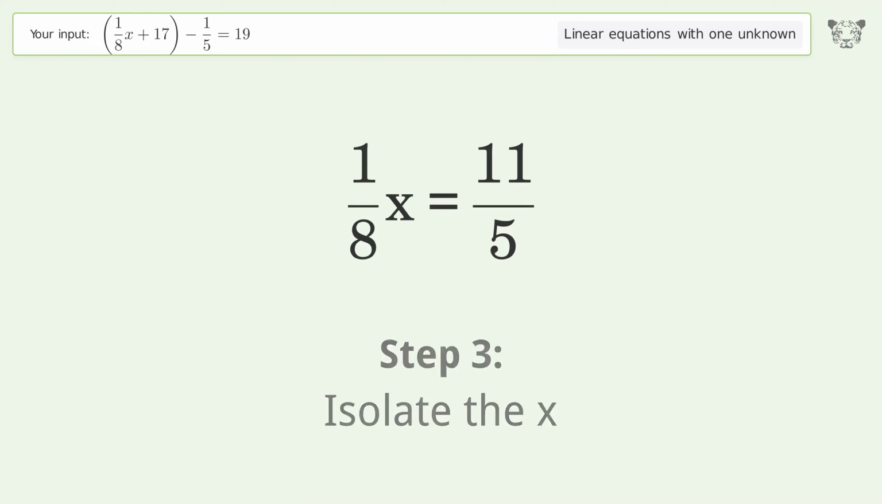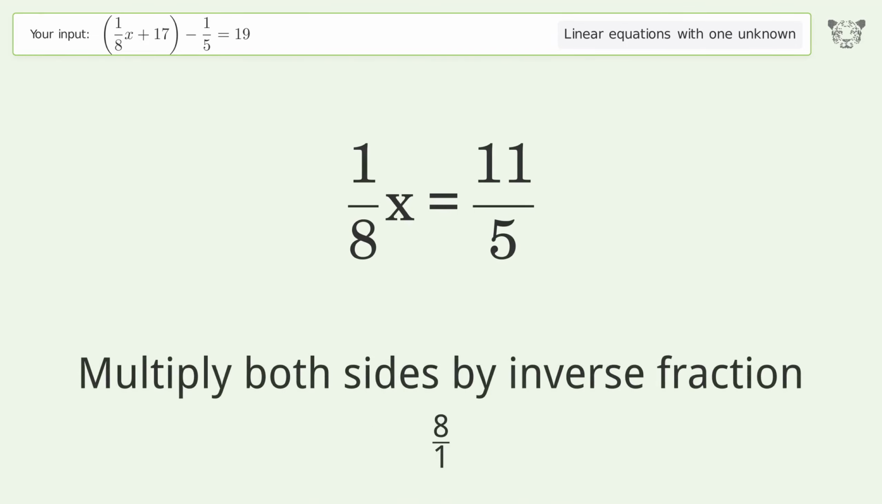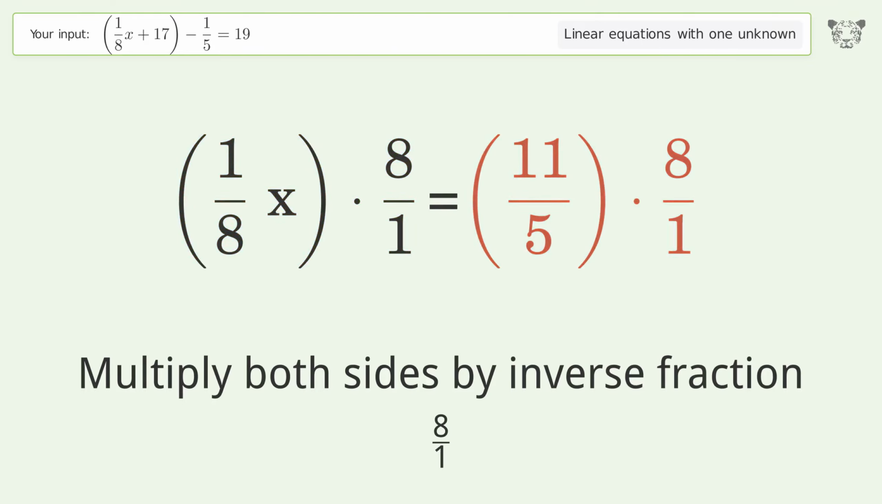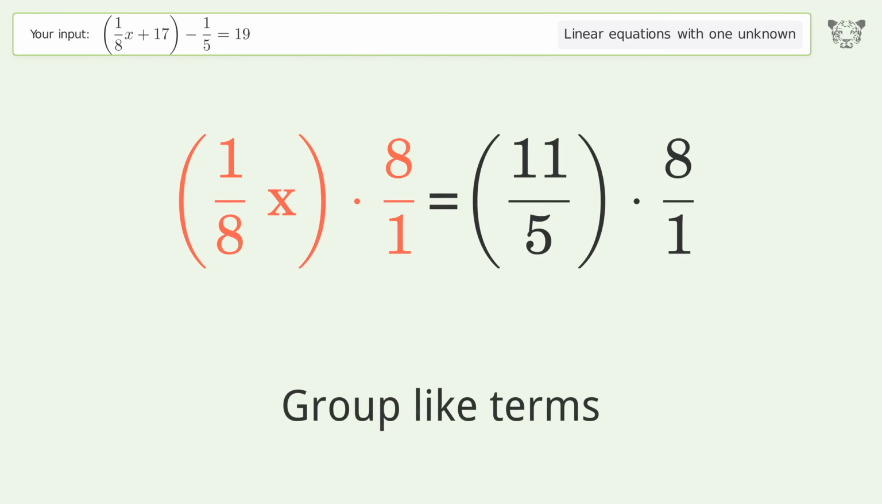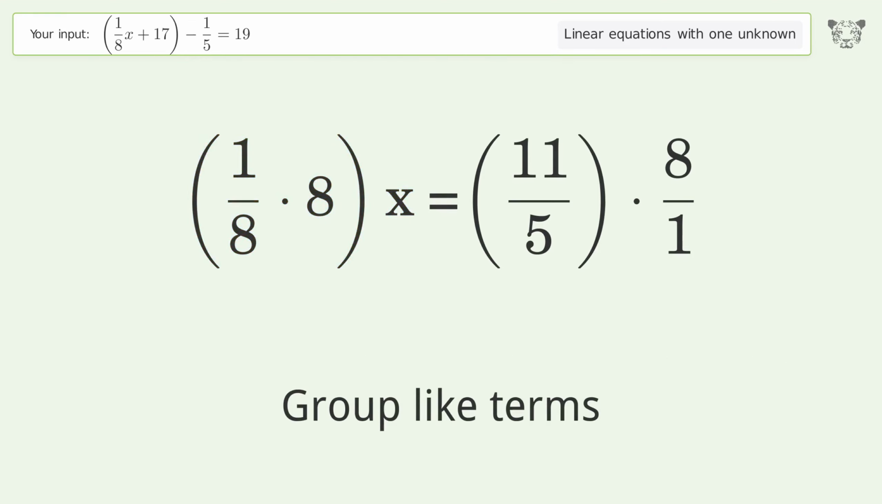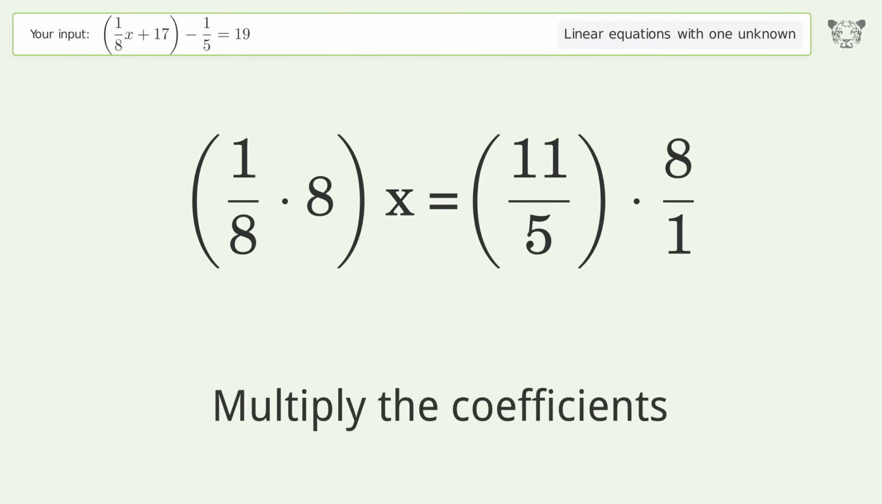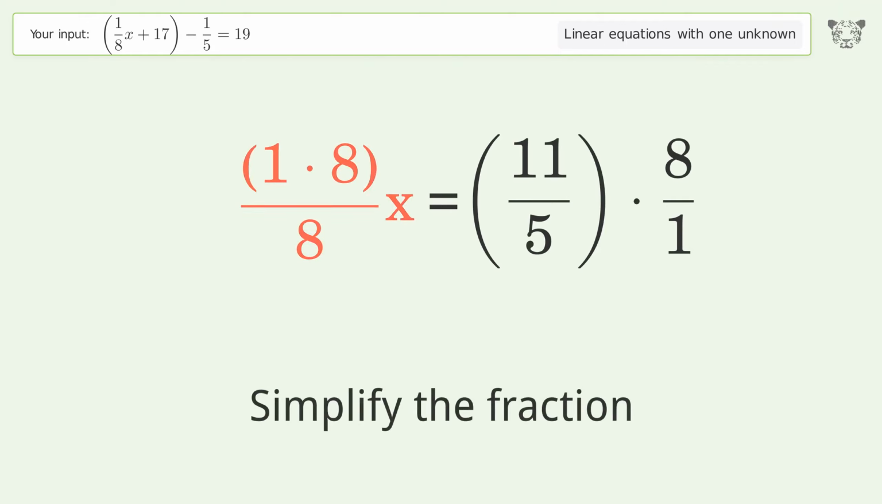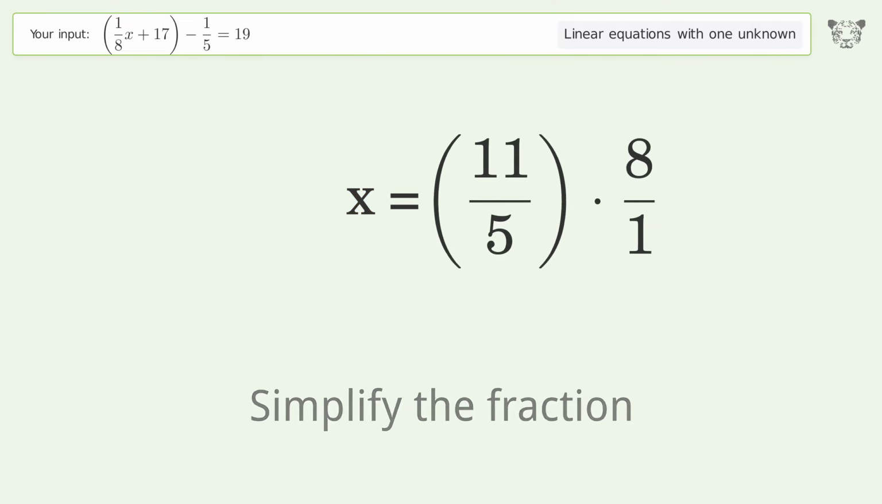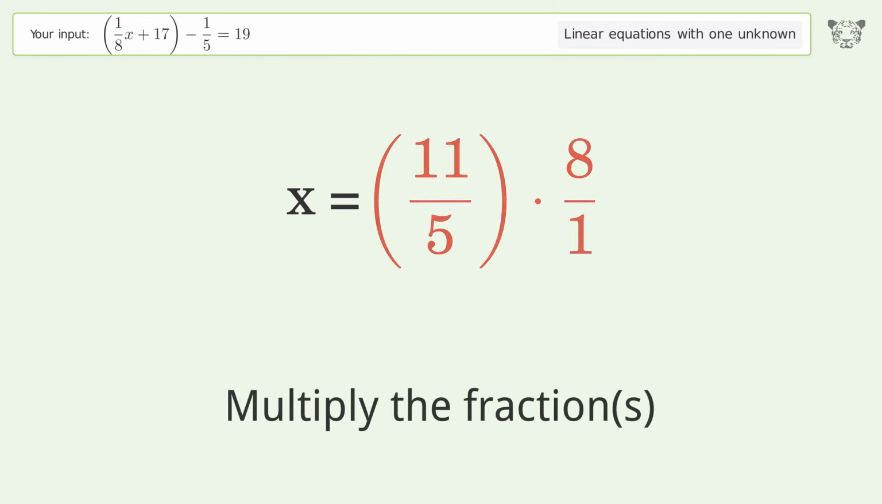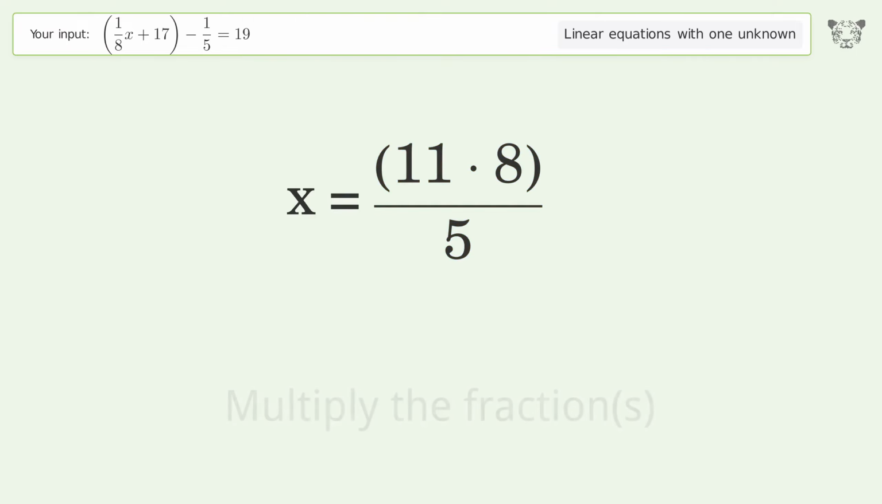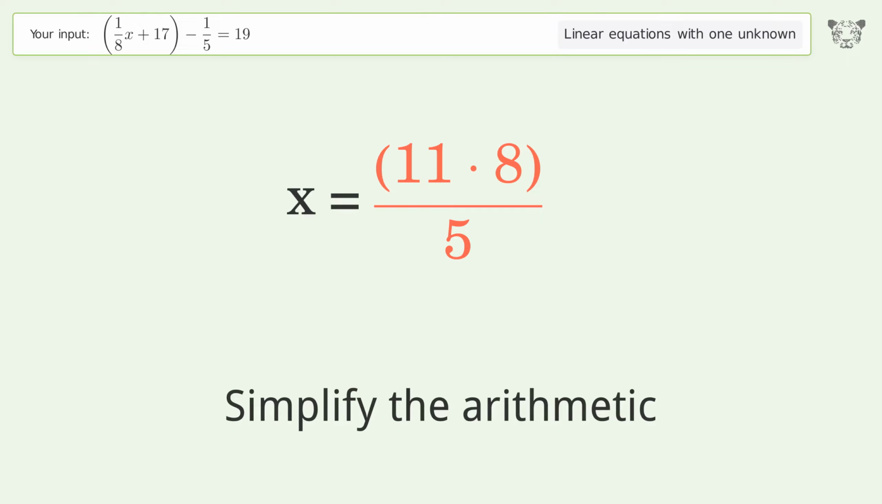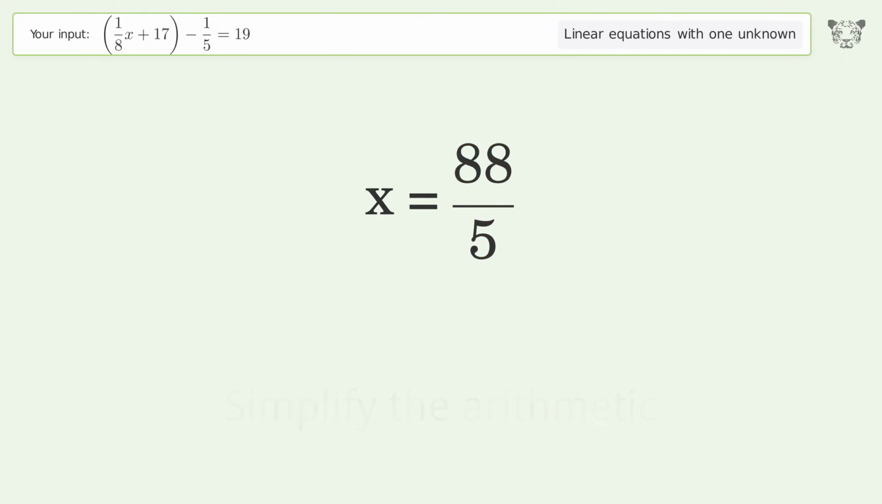Isolate the x. Multiply both sides by inverse fraction 8/1. Group like terms. Multiply the coefficients. Simplify the fraction. Multiply the fractions. Simplify the arithmetic. And so the final result is x equals 88/5.